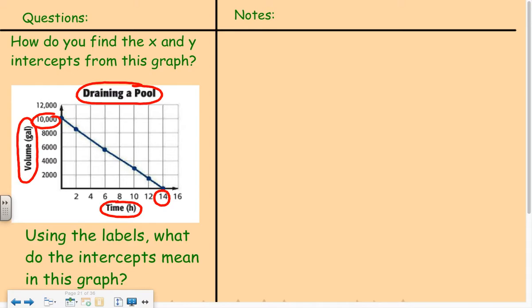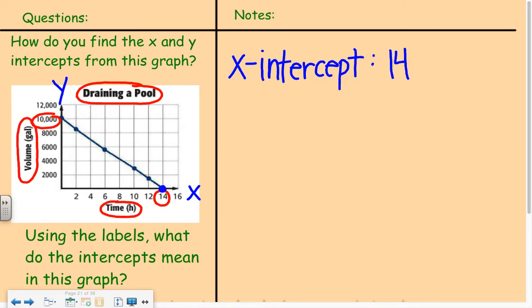So after we find the intercepts, it says using the labels, what do the intercepts mean in the graph? So let's start with the x-intercept. The x-intercept is where the line crosses the x-axis. Now remember, this one is the x-axis, this one is the y. I always think of a yo-yo goes up and down, so the y-axis goes up and down. Where my line crosses the x-axis is right here at positive 14. So that is my x-intercept.